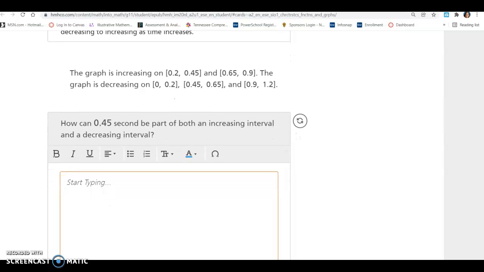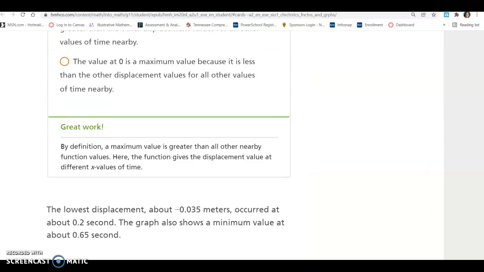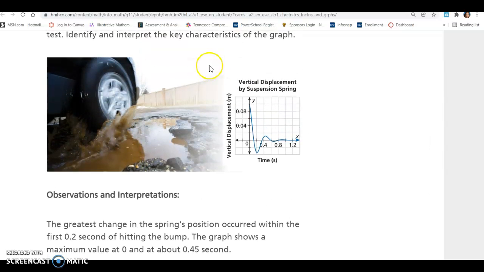All right, so it says the graph is increasing from 0.2 to 0.45 and 0.65 to 0.9. The graph is decreasing from 0 to 0.2 and from 0.45 to 0.65 and from 0.9 to 1.2. All right, so when it says the graph is increasing, okay, it just means it's going up, okay? So if you look here from 0.2 to whatever that other point was, it's going uphill. And when it says it's decreasing, it means it's going down, okay?